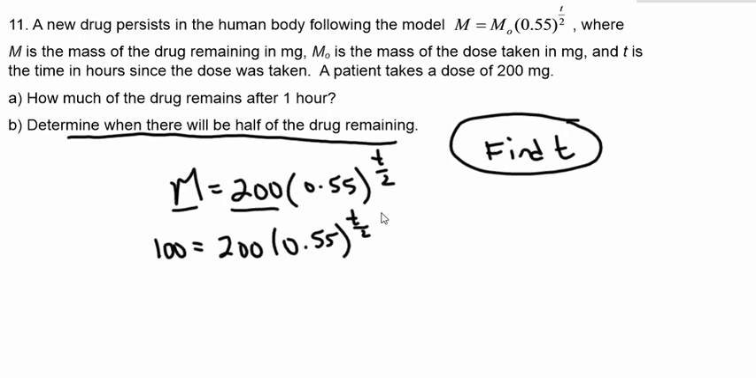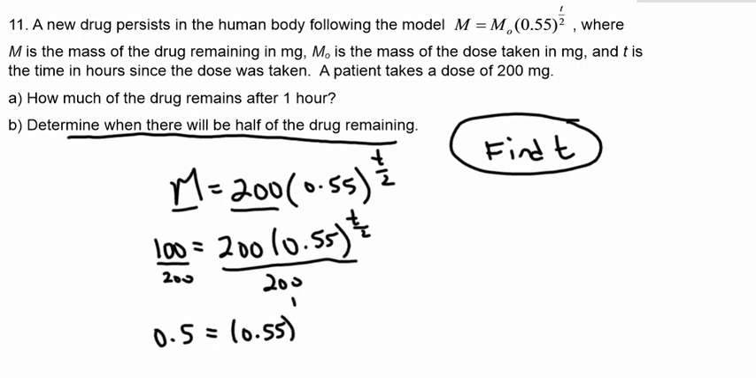Because the first thing I need to do to solve for this exponent is divide both sides by 200. And when I divide this by 200, I get 0.5. So in reality, it doesn't matter how much I start with. If I want only half to remain, I know that the remaining amount should be 0.5 because that represents 50%.